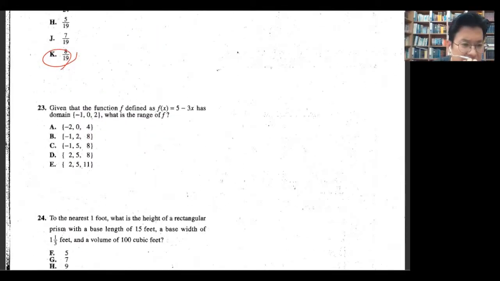Given the function and its domain, what is the range of it? So you plot one by one. Negative 1, if you put in, 5 plus 3, 8. The 0, if you put in, 5. 2, if you put in minus 1. So the range is minus 1, 5, 8. So C.